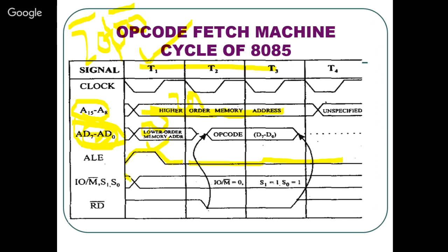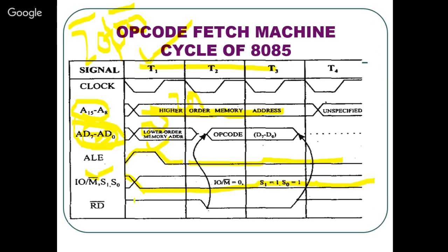So this is the status line IO/M bar, S1, S0. Simply we can show that this line is 0. We need to show this line goes low for the entire machine cycle, and it indicates this is a memory operation because of M bar. And this is a read cycle because the microprocessor wants to read some instruction from the memory and decode it, and an instruction is always saved in the memory, and we need to read the instruction.